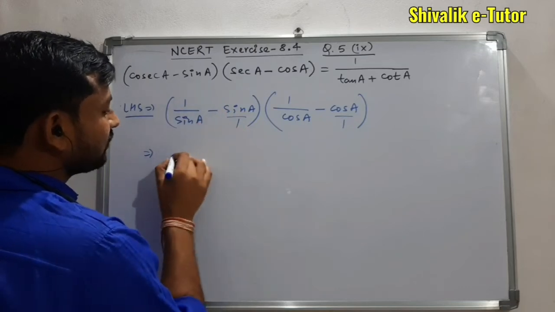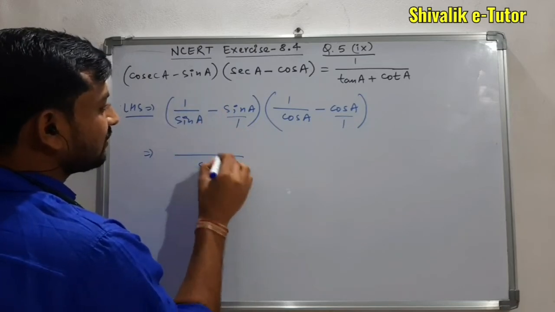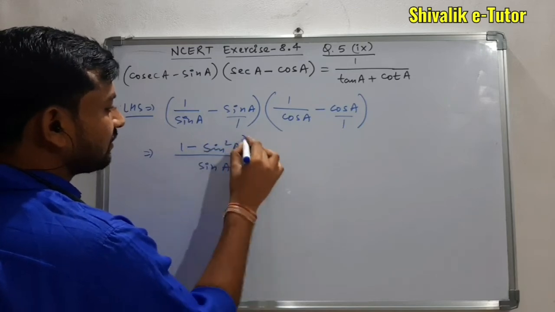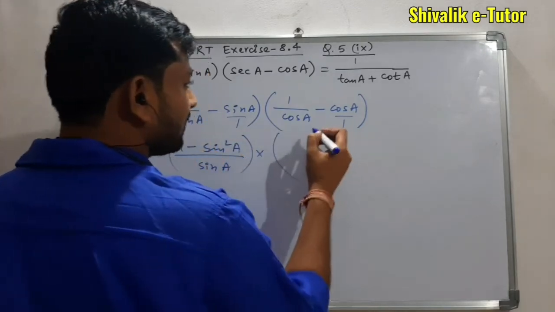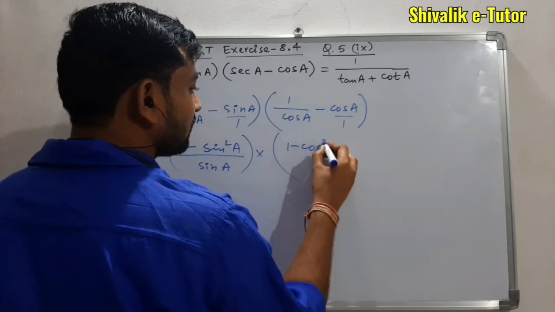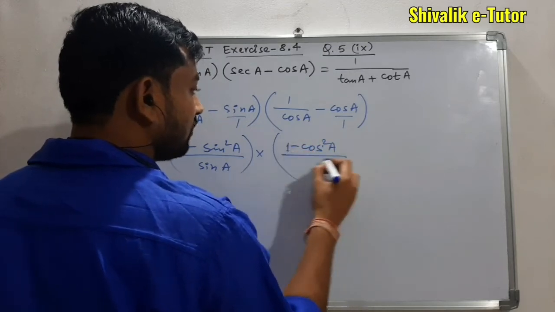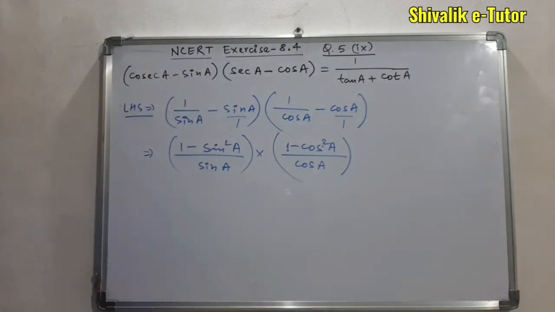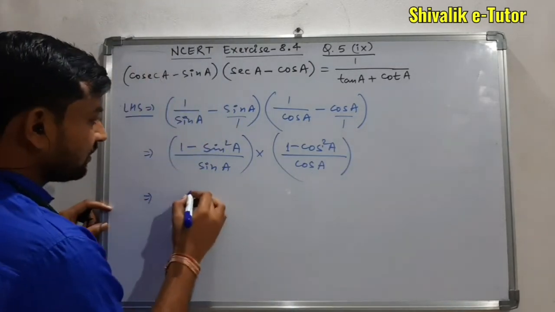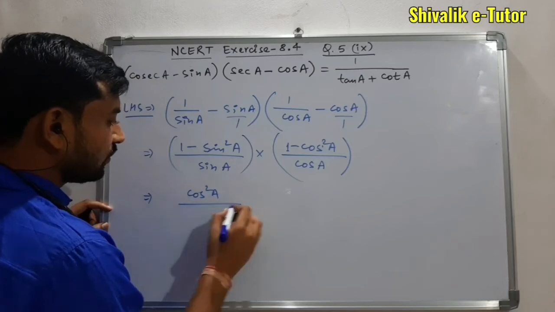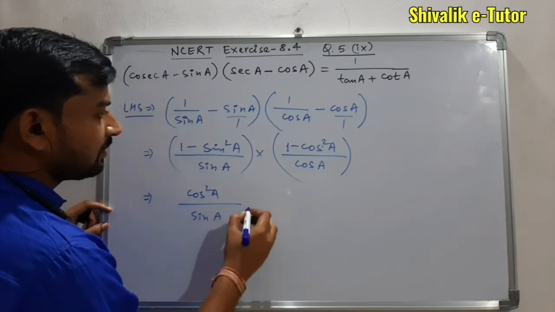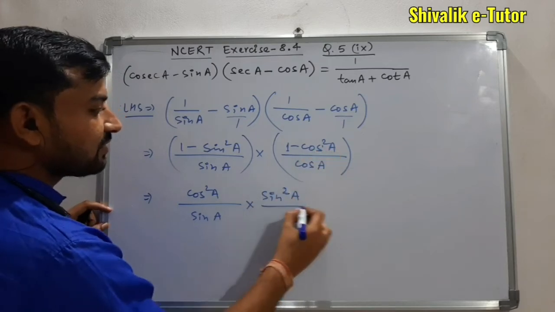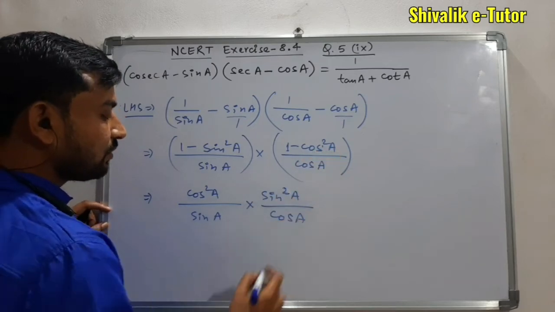The denominator will be sin A and we will be getting 1 minus sin square A. This is the first term. Similarly the second term will be 1 minus cos square A upon cos A. Now 1 minus sin square A can be written as cos square A upon sin A, and 1 minus cos square A can be written as sin square A upon cos A.